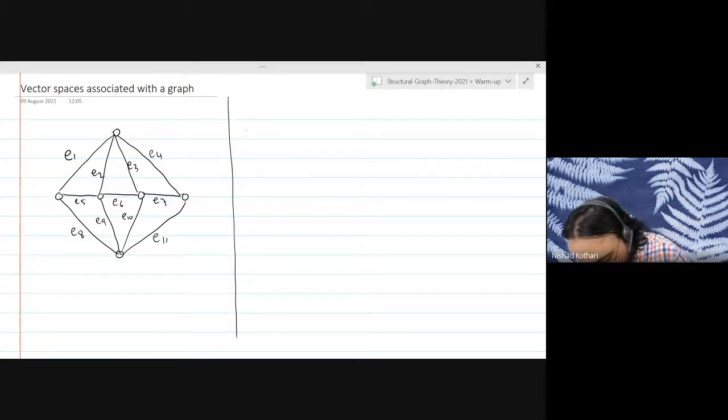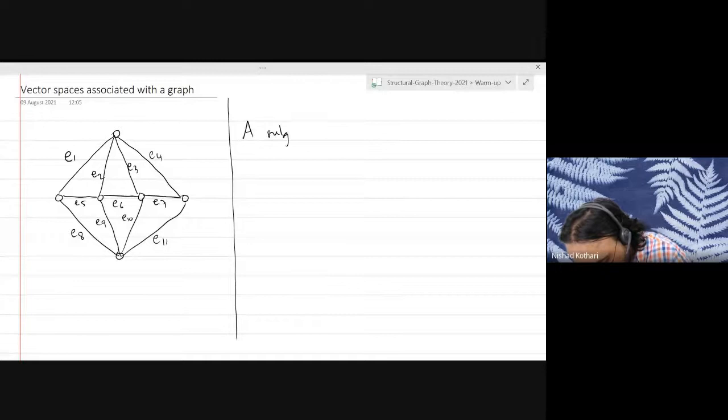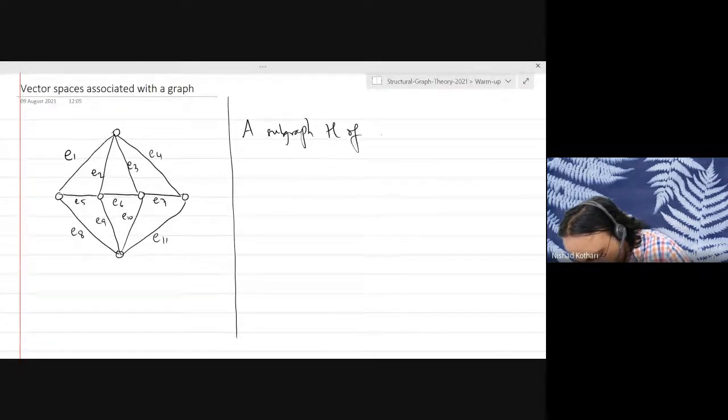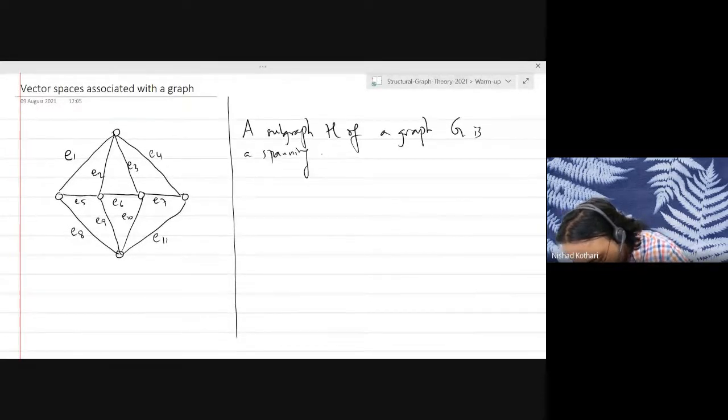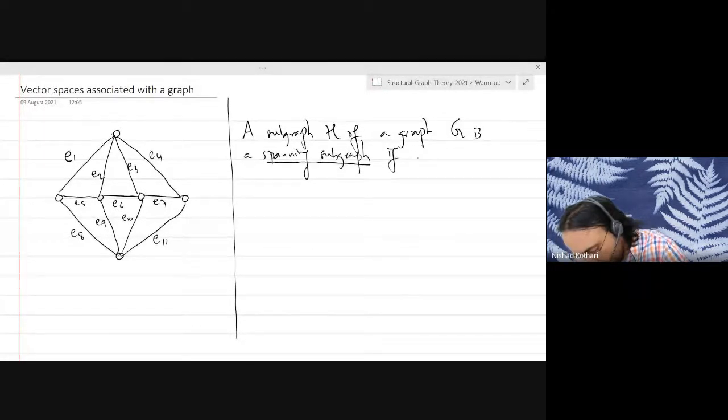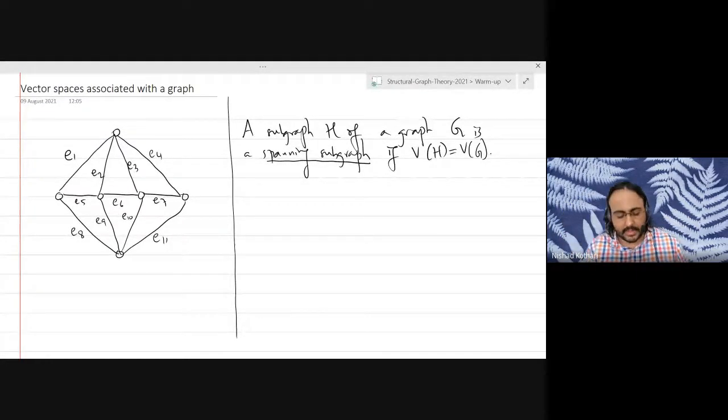So what is a spanning subgraph? A subgraph H of a graph G is a spanning subgraph if the vertex sets are exactly the same. So for today's lecture, and in fact for the next few lectures, we will think of subgraphs as just being sets of edges, and we will consider all the vertices being there.